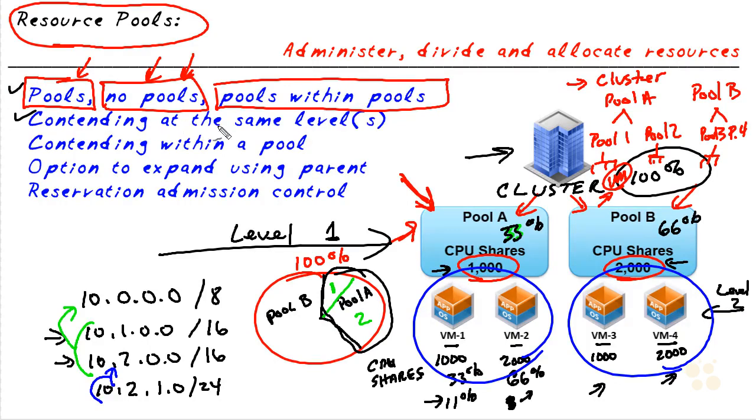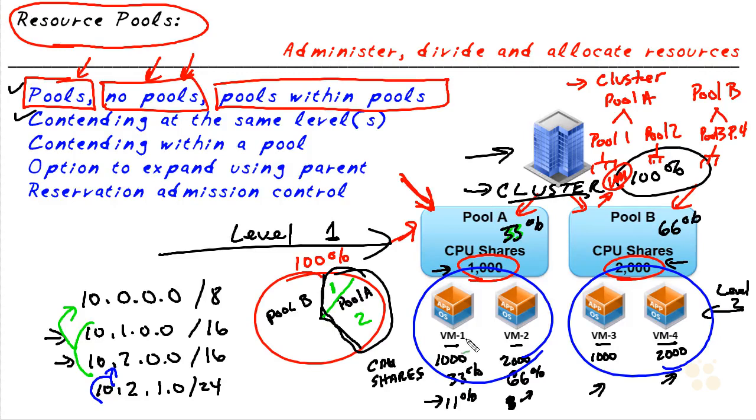We're going to contend with other devices at the same levels. And I also want to add within our same pool. So VM1 and VM2 are going to compete for the resources available as part of the pool that they're in. And pool A and pool B, because they're at the same level, are going to compete with each other for the resources available in the parent pool. In this case, if they're in a cluster, that cluster could be referred to as the parent resource pool itself.